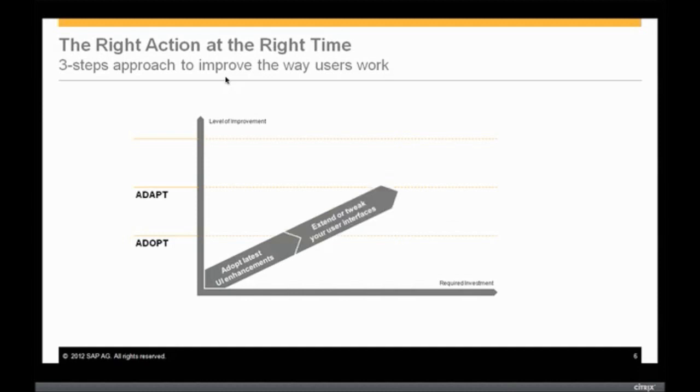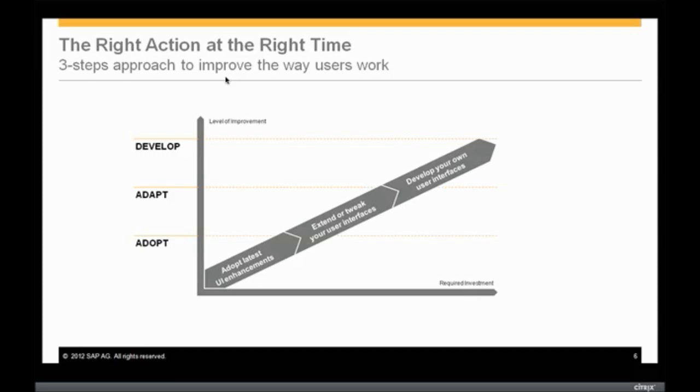Then the second step would be adapt it to your specific needs of your user. So really adjust it that way. After that, if you then figure out, okay, I'm still not happy, then the option is, okay, you can develop something on your own with SAP UI tools, with other tools, and so on. So those are basically the 3 steps.